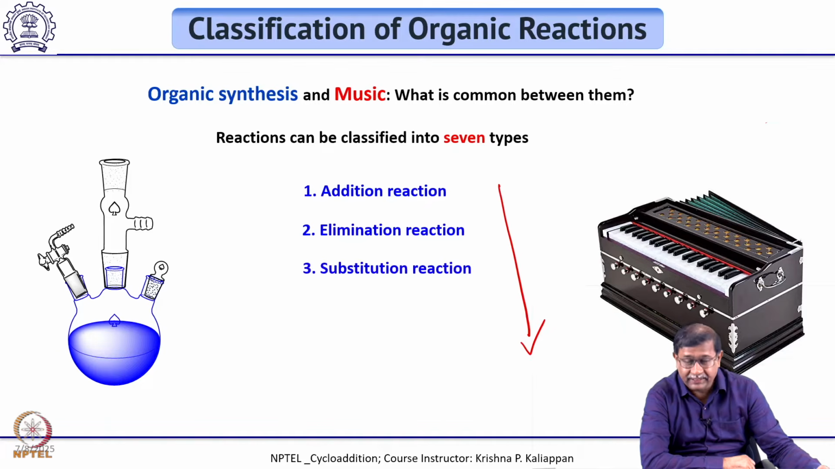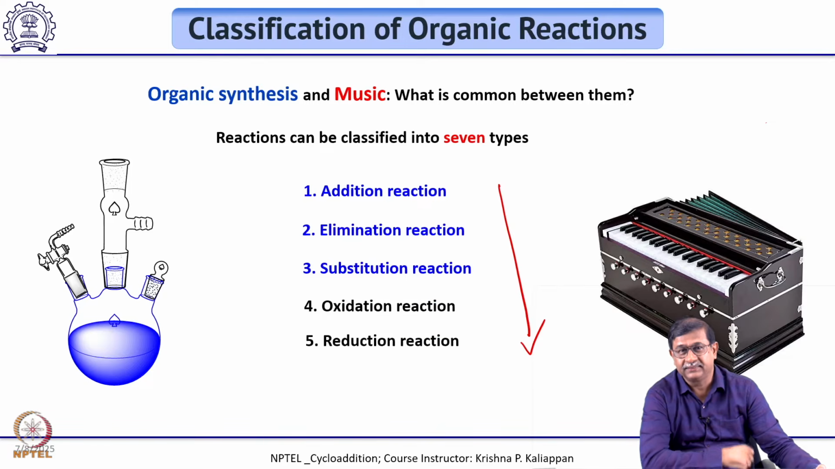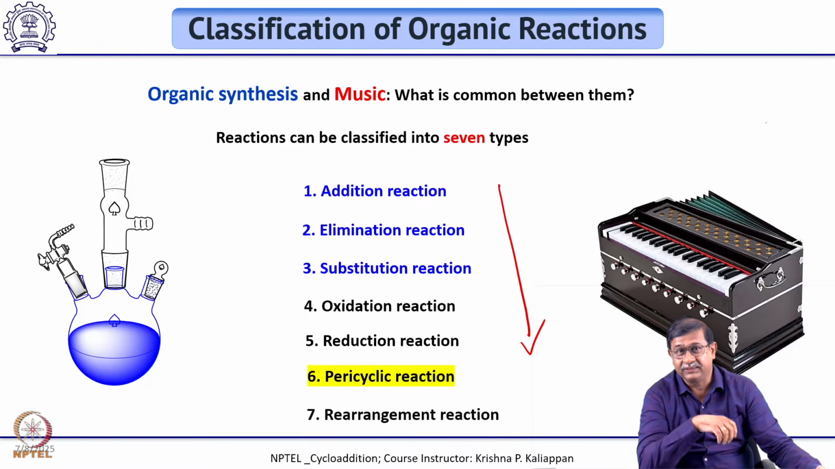Then we have substitution reaction. It can be aromatic, it can be aliphatic, and again it can be further divided into electrophilic substitution and nucleophilic substitution. You have oxidation reaction. Opposite to oxidation is reduction reaction. Then comes the one which we are going to discuss in detail, that is pericyclic reaction, and the last one is rearrangement reaction.